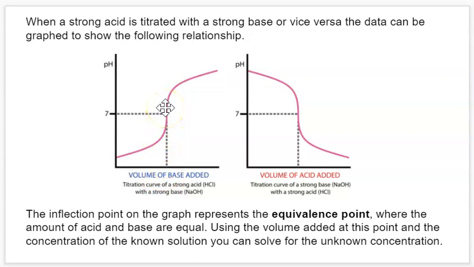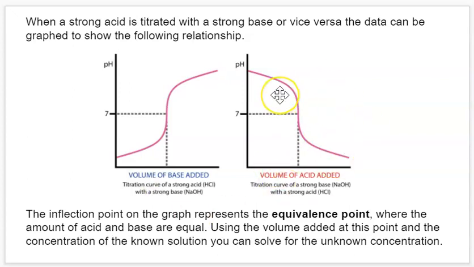And this point is really important because we can use the volume of the titrant added at this point to solve for the concentration of the unknown by figuring out how many moles we added, because at that point there is usually going to be a 1-to-1 ratio of the moles of the known and the moles of the unknown. So from there, we can infer the concentration of the original solution.